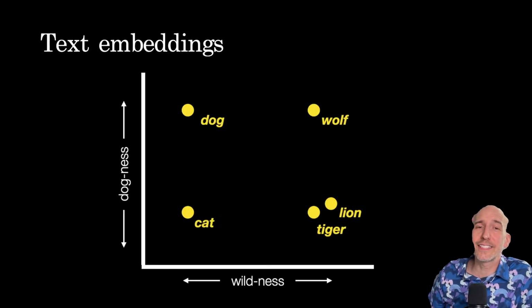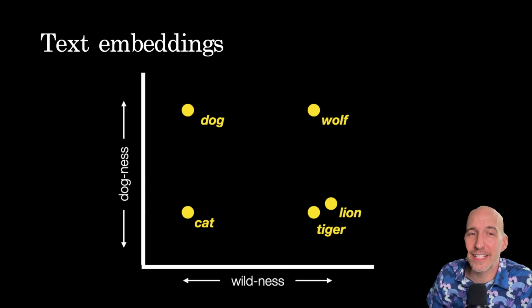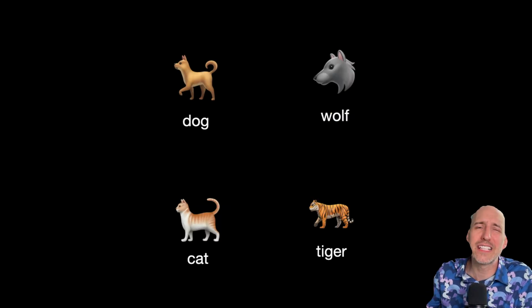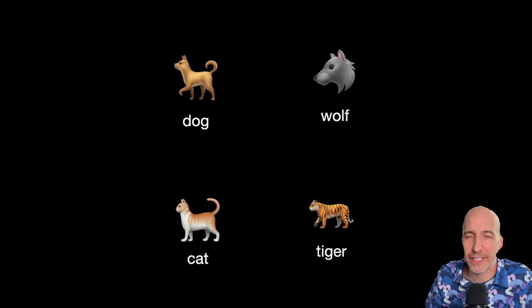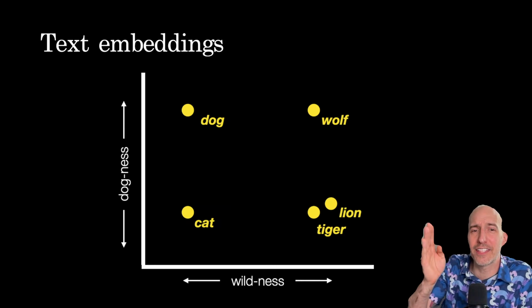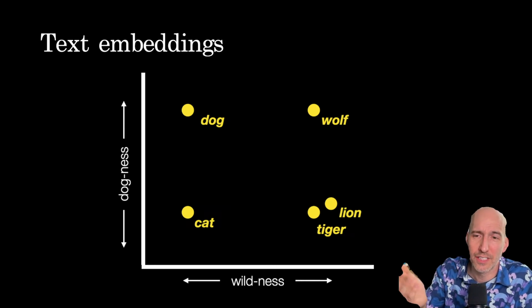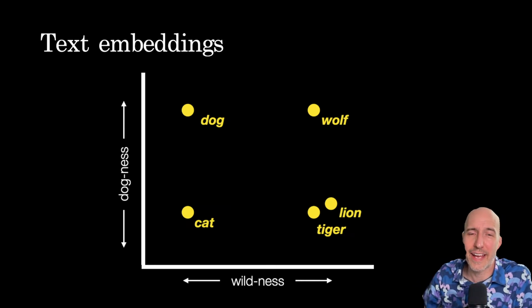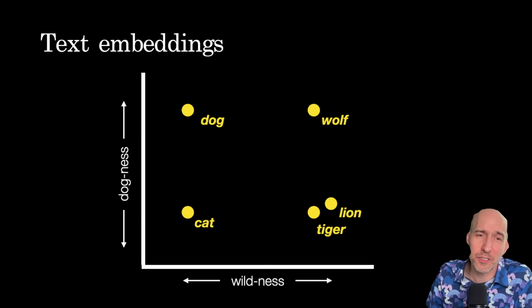So this is what text embeddings are. It's the idea that we can take this feeling about what something is, whether it's more dog-like or whether it's more wild, and we can put it on an axis where we can say, as you go higher on this axis, you're more of a dog. As you go out on the x-axis, you're more wild, like a tiger or a lion. If you're a little calm baby, like a cat or a dog, you're less wild, you're further to the left.